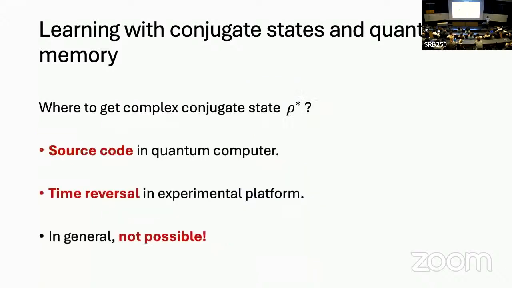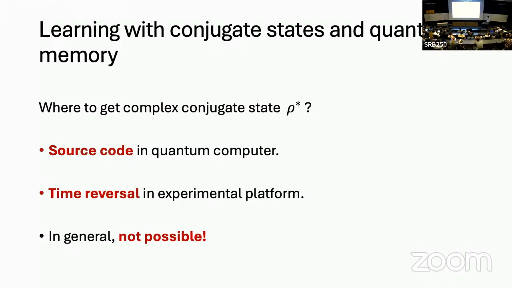Which brings me on to my next slide. Before defining what our task is, how do we get this complex conjugate state? In general, it's not possible, so you should think of it as a resource that isn't always available. But sometimes it would be. There are two situations, and I'm going from bottom to top here. First, time reversal: for certain systems, if I negate the Hamiltonian and reverse backwards in time, then I can prepare the complex conjugate state. So that's a capability that would allow you to get this complex conjugate state.